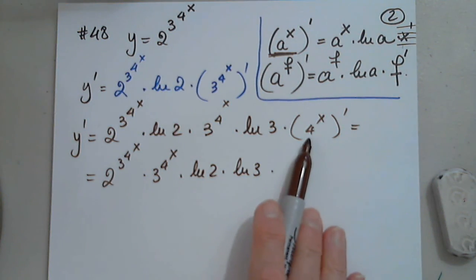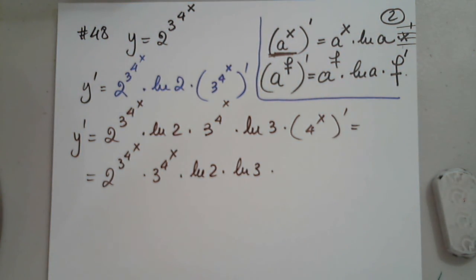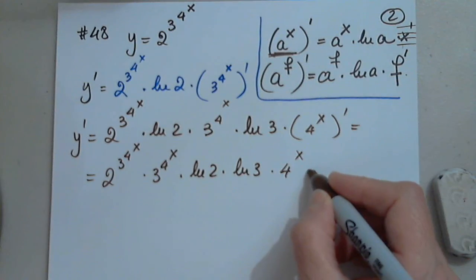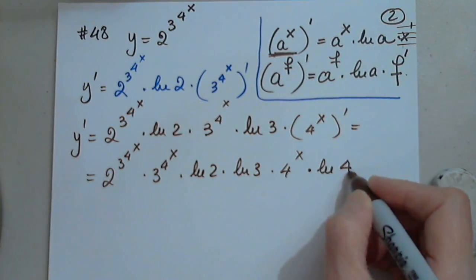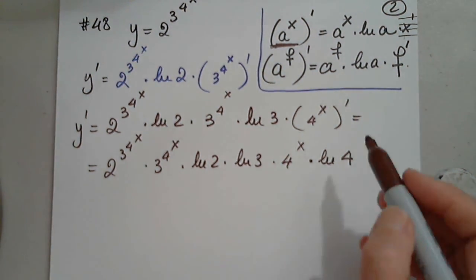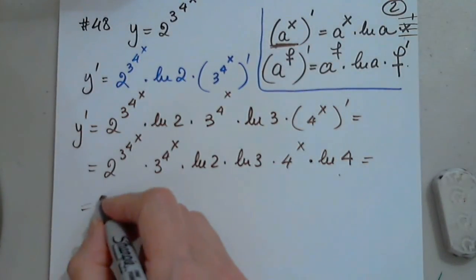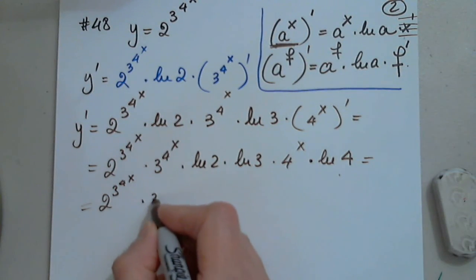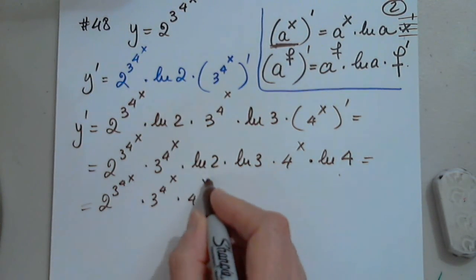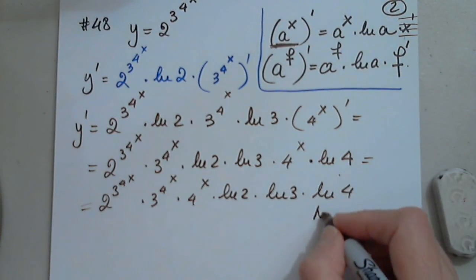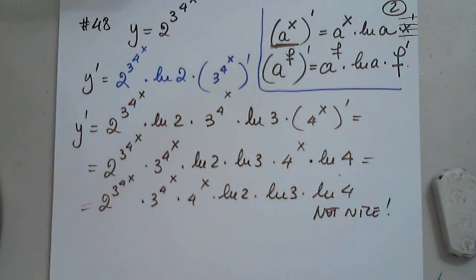So how do I differentiate 4 to x? Would it be 4 to the x ln 4? That's it. Awesome. Great job. Thank you. So now, again, I'm going to write it again with these 3 at the end. So 2 to 3 to 4 to x, 3 to 4 to x, 4 to x, natural log 2, natural log 3, natural log 4. Not a nice function. But we needed to see it. So it's a very good pick.